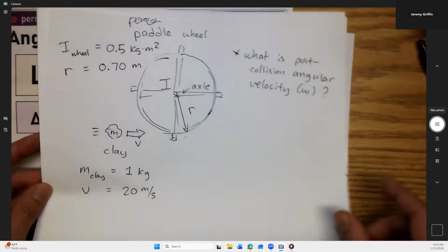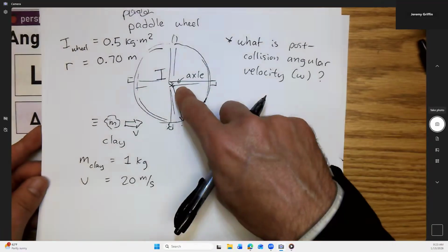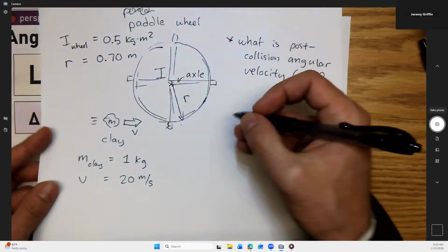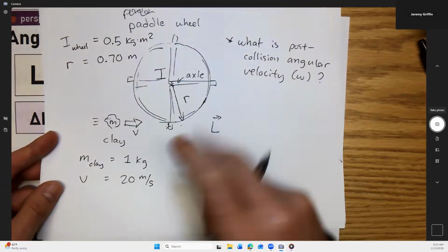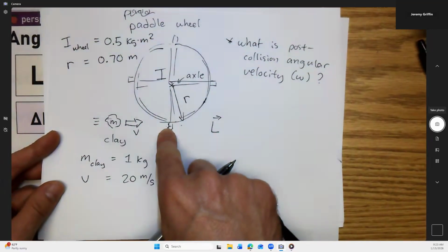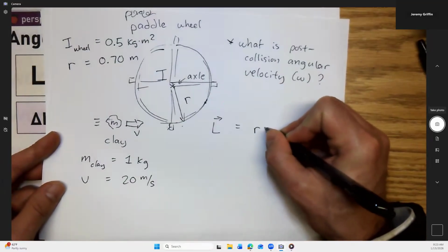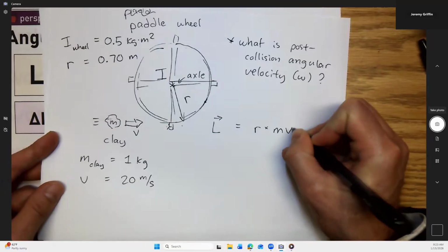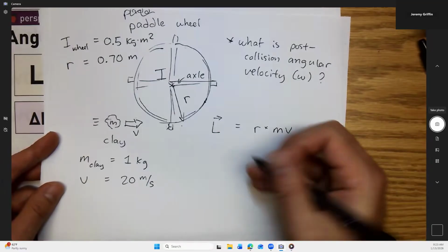I should have said to specify the paddle wheel starts at rest. I mean, it would probably say that. The paddle wheel starts at rest and there's no friction with the axle. Okay, common simplifications. Let's do the angular momentum in the system. It's all coming from the fact this clay is being thrown in a straight line, so that could be R cross MV, or just RMV, because it is coming in perpendicular to the wheel arm.